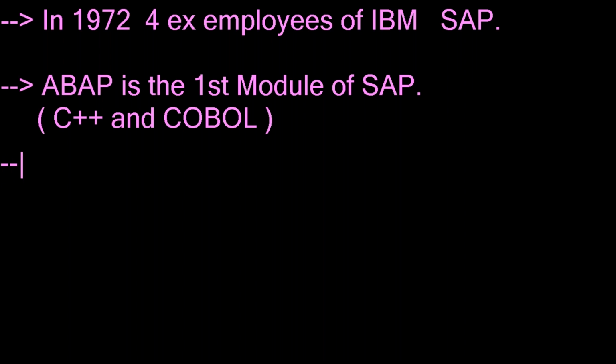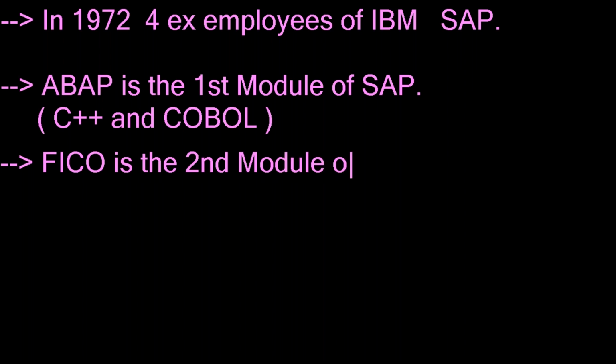So this is the first module, and the second module is Finance and Controlling. FICO is the second module of SAP. Why did they focus on finance and controlling? If you take any organization, we have a lot of departments. In our general language we call them departments; in SAP terminology, we call them modules.